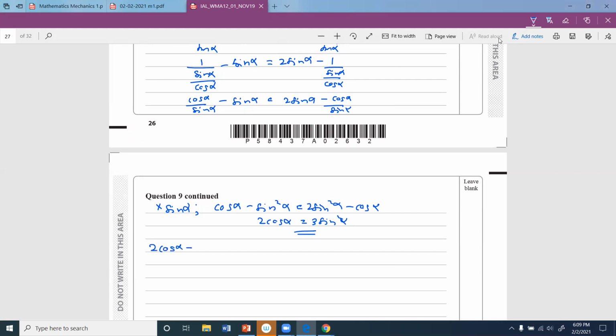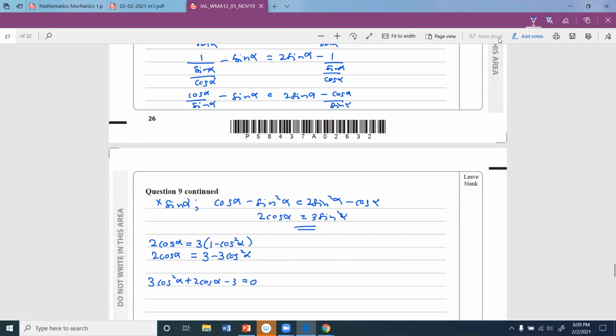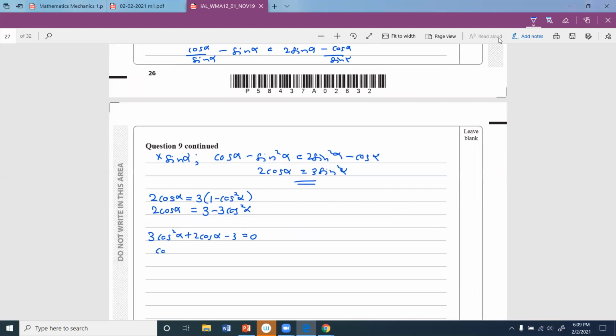Then e equals to 3, instead of sine squared, I can write 1 minus cos squared alpha. The reason for this is that while keeping sine and cos, you cannot simplify this. It turns out to be 3 minus 3 cos squared alpha equals 2 cos alpha. Then you can write 3 cos squared alpha plus 2 cos alpha minus 3 equals 0. From here, you can get the answer for cos alpha.